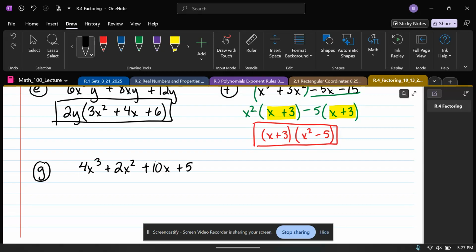So first check is descending order. It's in descending order? Good. We're ready to go. How many terms are there? Oh, what did I forget to do first? See if there's a GCF. So what messes it up? The 5 on the end. Everybody else was even, so I could have taken a 2 out, but the 5 screwed it up. Okay?